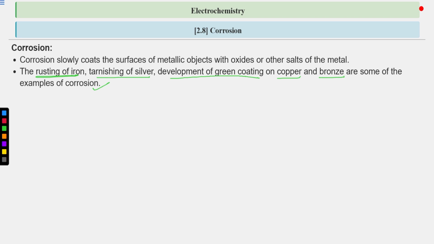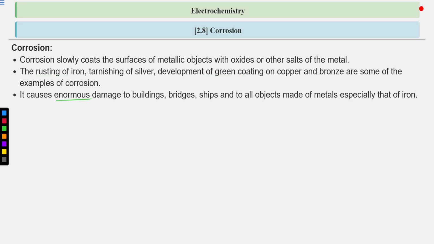In the older times, we had taps made of copper in the homes, right? If you notice, there will be a green color coating over those taps, or even a copper bottle. After some time, the copper will be covered with the green coating. So all these processes involve corrosion, and these are the examples of corrosion.